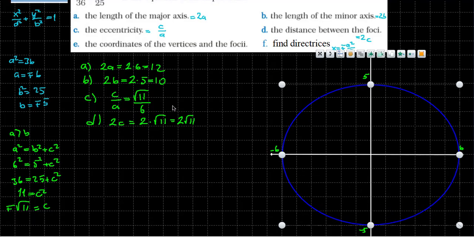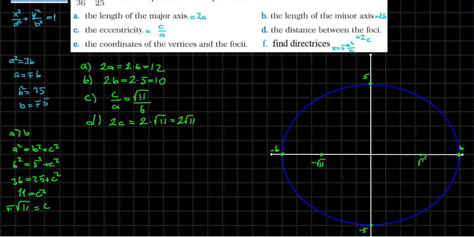Yes, we should find the place of root 11. Root 11 is between root 9 and root 16, which means between 3 and 4. So it should be first on the x-axis, because the major axis is this one. And between 3 and 4, it's going to be approximately here. So this point, if I choose it as minus root 11, and this point is plus root 11, and it's asking to find the coordinates.